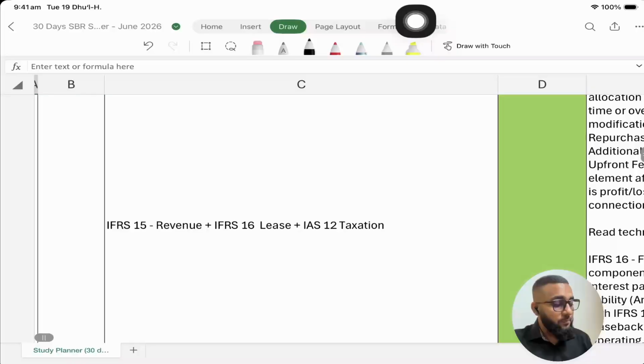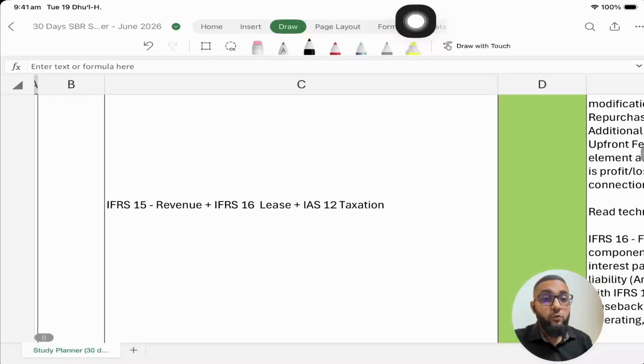And on day two, you will be required to focus on heavier standards. One of it is IFRS 15. Again, these are very important standards as well as a little content heavy, technically complex. So you need to master these standards particularly as well. So IFRS 15 focusing on revenue, IFRS 16 focusing on lease, and IAS 12 focusing on taxation.